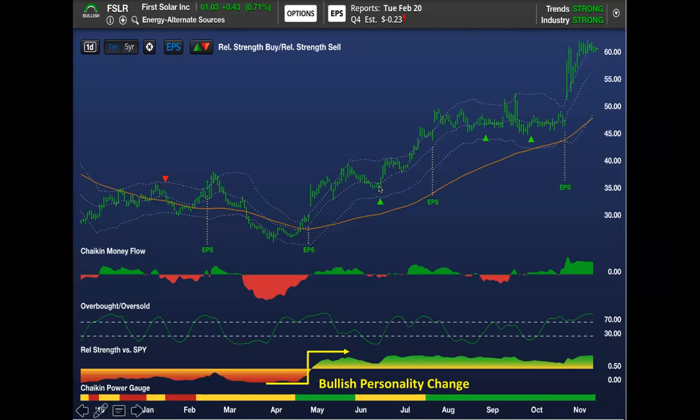Came at about 37. Another positive earnings surprise, gap up, pulls back to digest the move, and then another relative strength buy, spike up to the upper band, great place to take profits, especially if you're trading shorter duration options, and then another chance to buy back in, and yet another positive earnings surprise. So since that bullish personality change, First Solar has gone from 36 to 62, and multiple chances to establish a call option position or buy the stock for a swing trade. Very critical that you know that the downtrend is over with some degree of confidence.